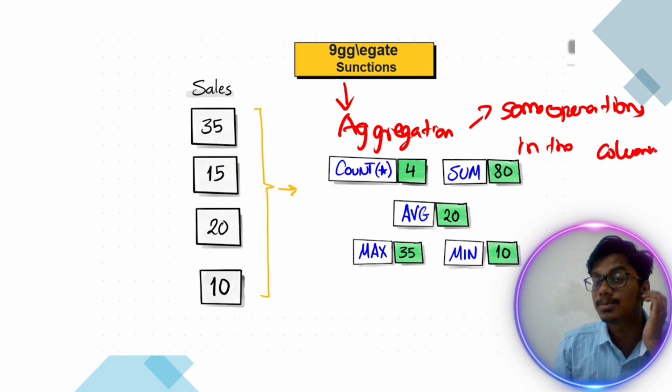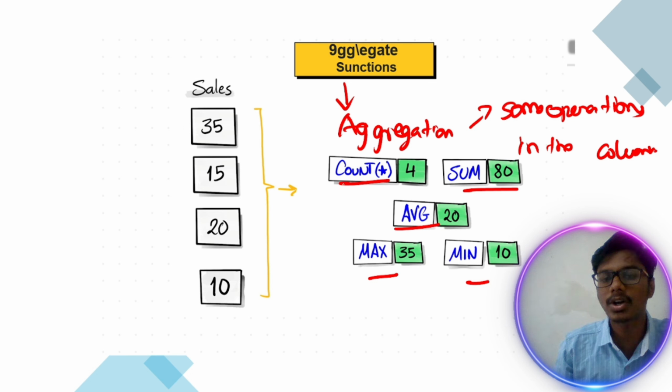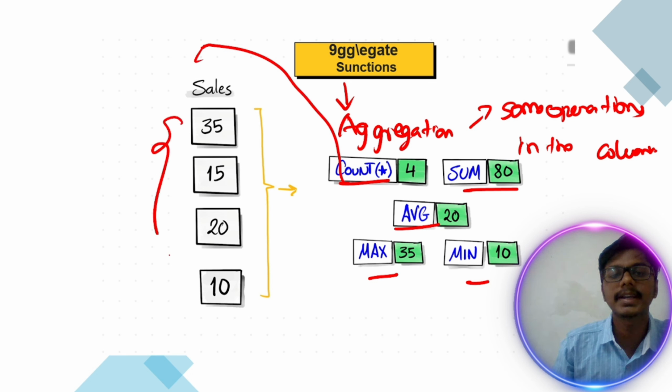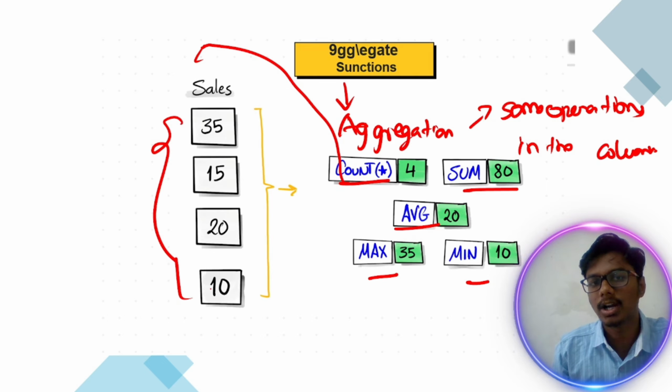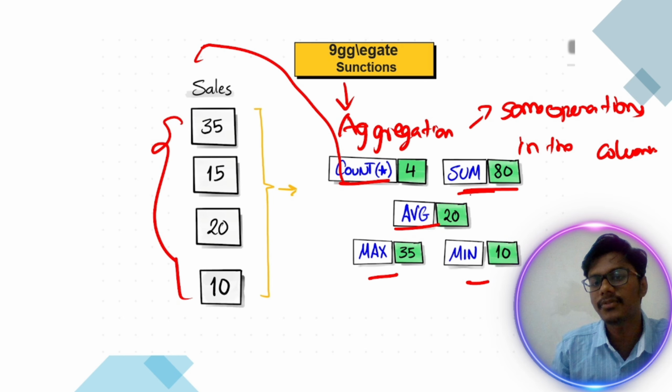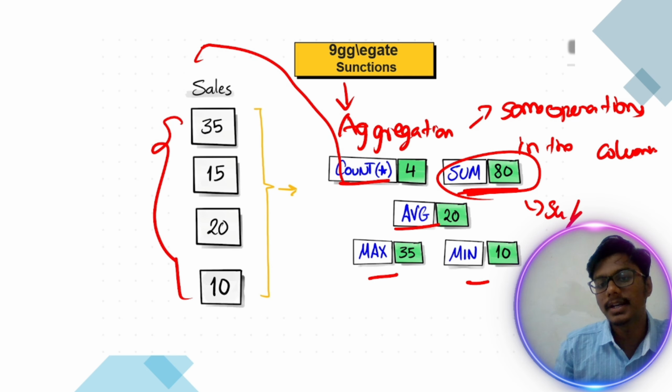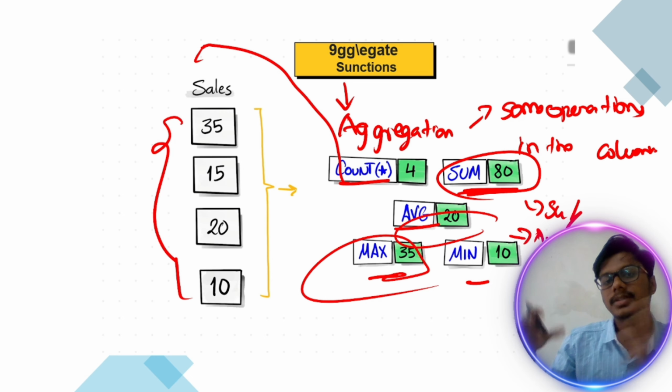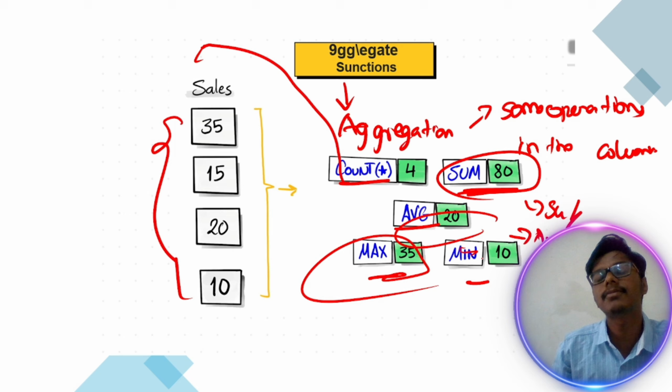There are 5 types of aggregation functions: count function, sum function, average function, max function, and min function. What does the count function do? It counts how many values are in the column. The sum function does the summation of all values in the column, the average gives the average, and max gives the maximum value in that column. Min of sales means the minimum in that column.